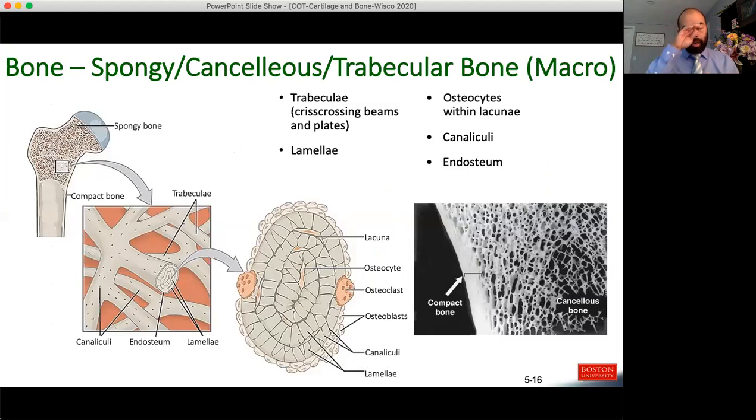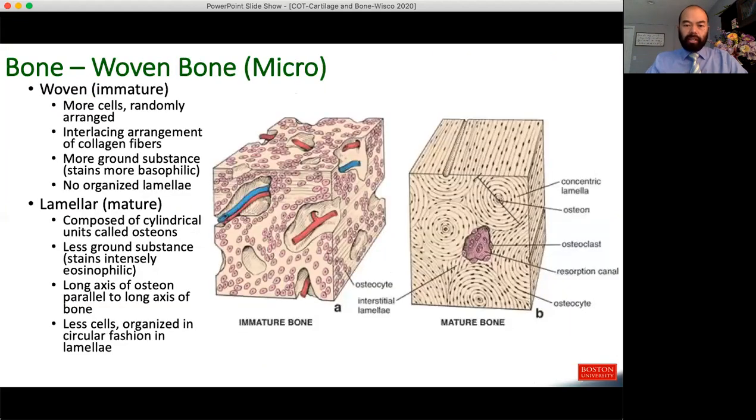And remember that compact bone is referring to what I like to call the bone collar because it's located on the outer edge of the medullary cavity. The spongy bone is also known as trabecular or cancellous bone. So within both compact bone and spongy bone is our microscopic designation of bone. So in both, we have immature bone, also known as woven bone. In both, we have mature bone or lamellar bone.